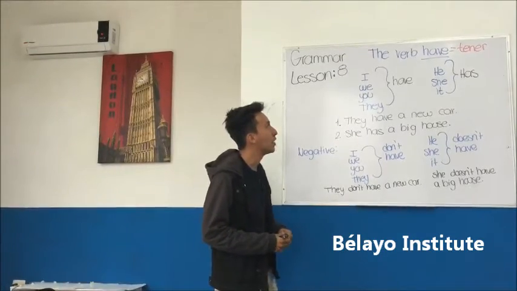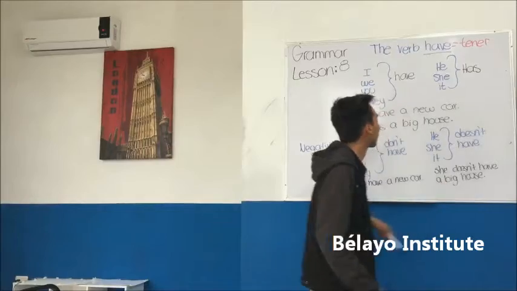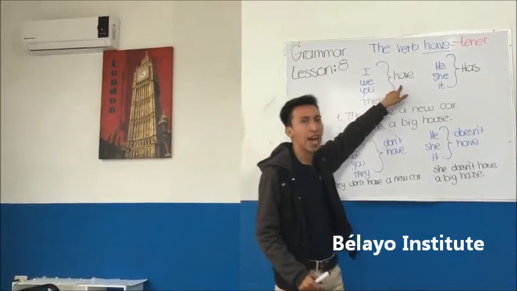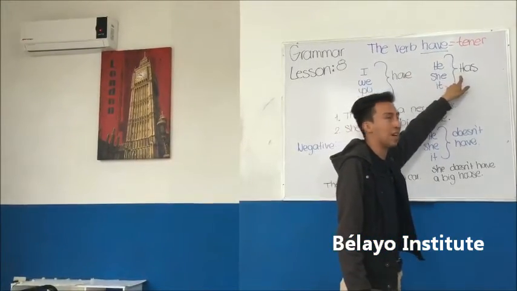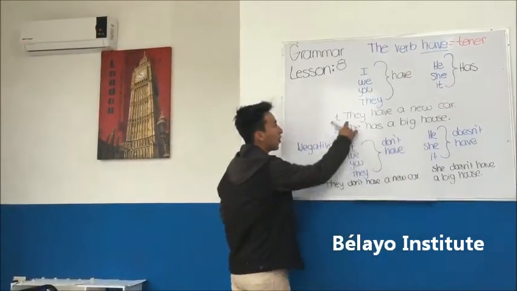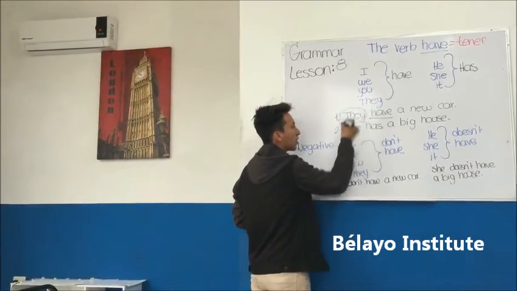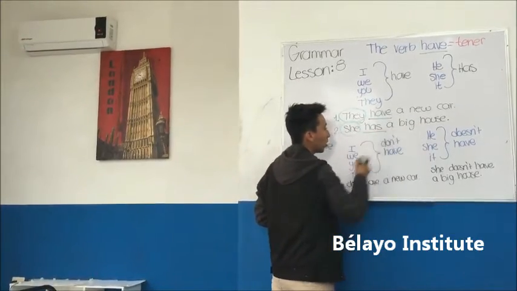The verb have. In Spanish, the verb have means tener. For the pronouns I, we, you, and they, we're going to use have. And for the pronouns he, she, and it, we're going to use has. Example: they have a new car. First person. In the third person, she has a big house.